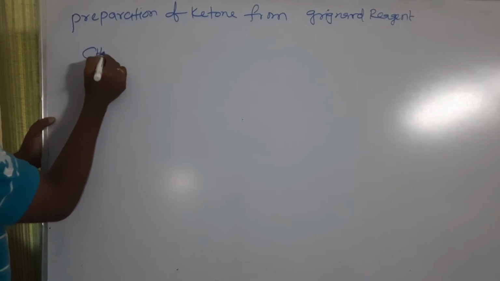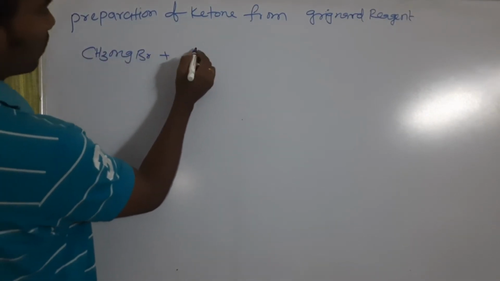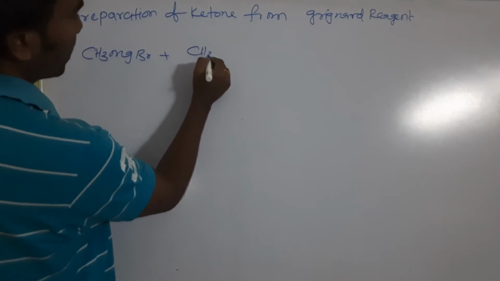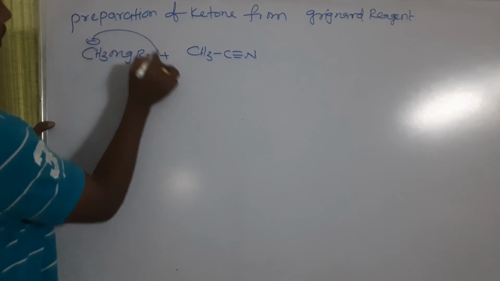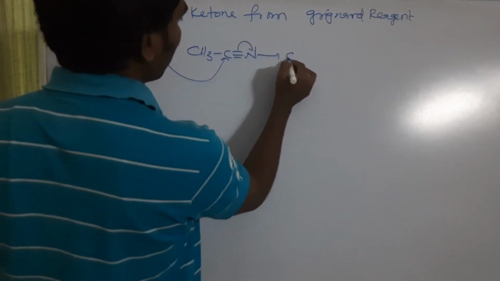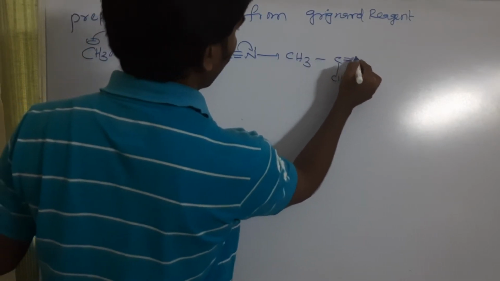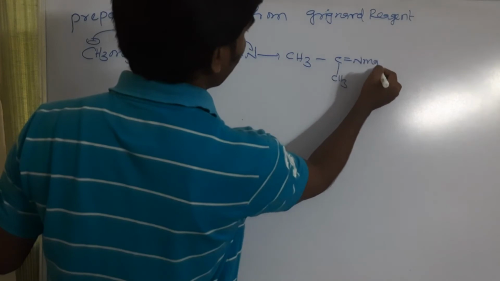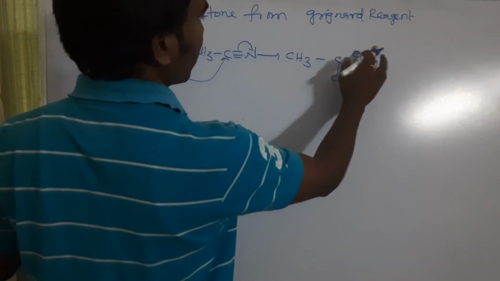I am taking CH3MgBr here. Instead of hydrogen cyanide, I am taking methyl cyanide. This methyl group will attack this carbon, and this bond will shift towards nitrogen. Then it will form CH3C with H3, a double bond, and NMgBr. So that negative charge will be neutralized by this one.